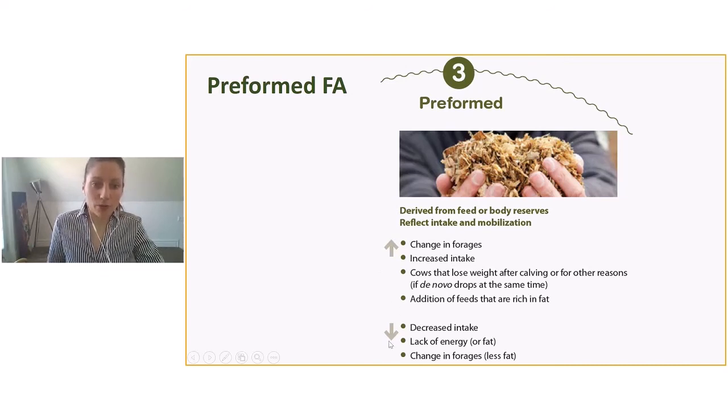If our preform are below average or if they are decreasing, well, maybe the cows have reduced their dry matter intake. Because they're eating less, there's less fat coming in, so we will see that in the reflection of the preform. Or if they are lacking energy or fat, or if there's a change in forage. If we change haylage to a different haylage and there's less fat in that haylage, we might see that in the preformed as well.